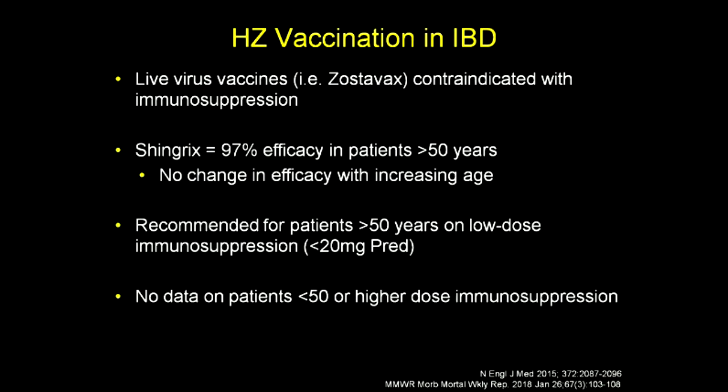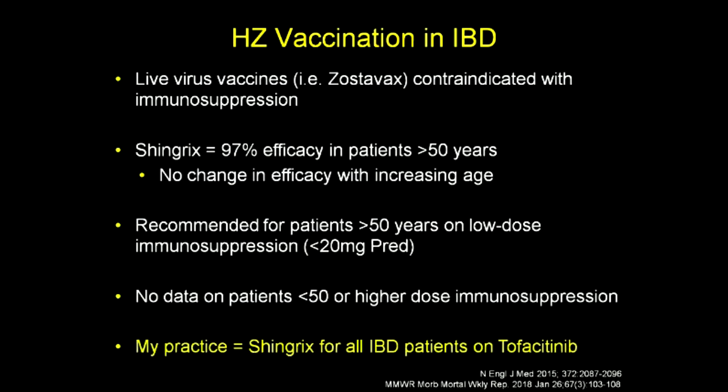We know that the Shingrix vaccine is a non-live vaccine. It's safe and effective in older patients. It is recommended for older patients who are on low-dose immune suppression, but there's really no data about whether we can give this to younger patients or to patients on full-dose immunosuppression. With that said, and lacking data, my practice is that I vaccinate all of these people with the Shingrix vaccine if they're going to be put on Xeljanz. In fact, I would vaccinate all of my IBD patients on any immunosuppression, but I think we have a stronger case with tofacitinib because of that zoster risk.